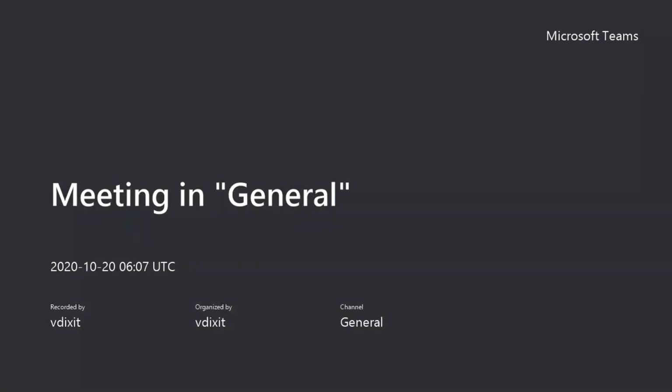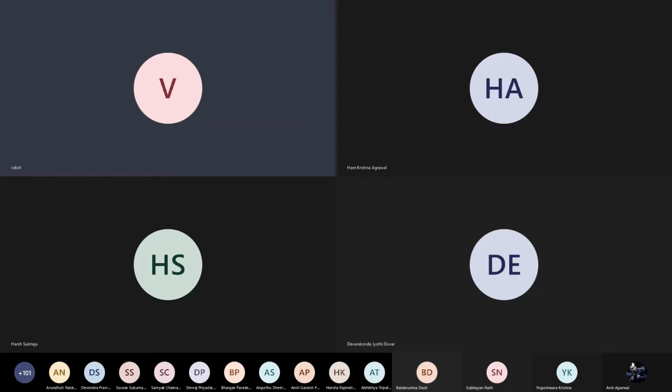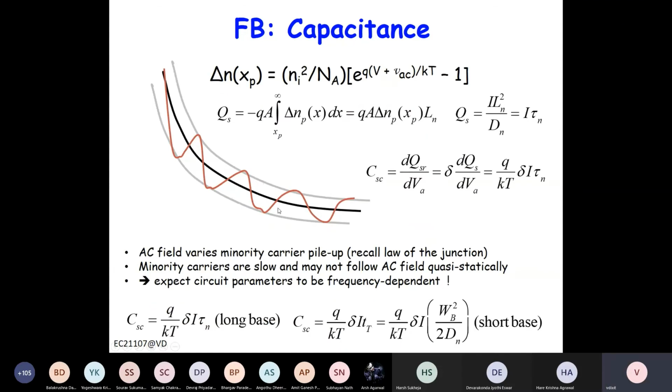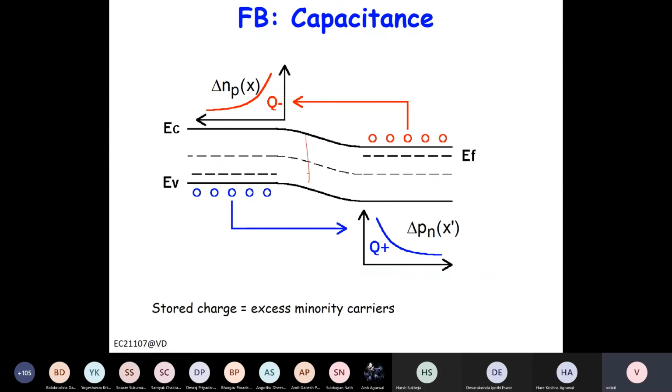So let's continue. In case of forward bias, depletion region is very narrow, right? So your depletion capacitance, you can ignore it. It's very small, right? In case of diffusion part, a lot of carriers are diffusing, right? Both to the N side and P side.